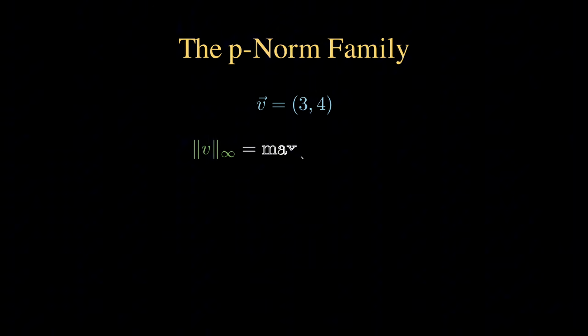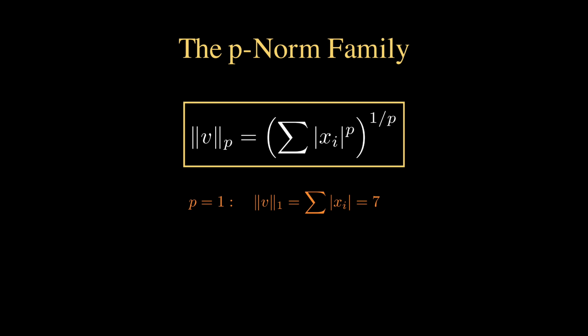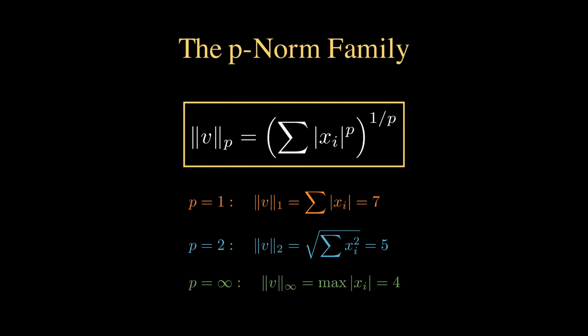Now, what's the largest component of our vector? It's 4. That's the L infinity norm, just the maximum absolute value. And here's the beautiful part. All 3 are special cases of one general formula, the p norm. Raise each component's absolute value to the power p, sum them up, take the p-th root. Set p to 1, you get 7. Set p to 2, 5. As p goes to infinity, 4.